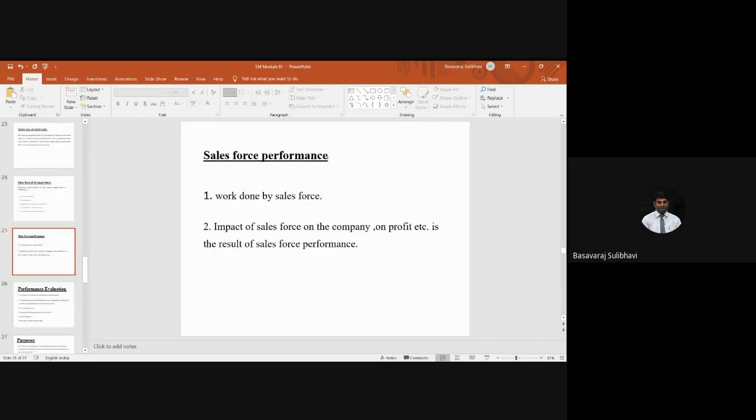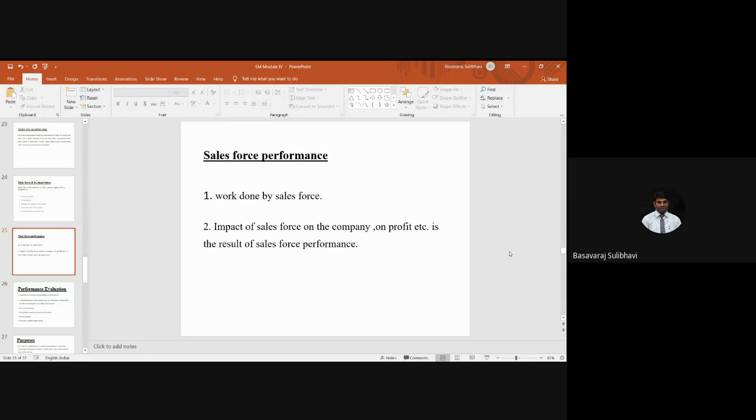When we say what is a Salesforce performance, this is the total work done by the Salesforce in the department. Then we have the impact of Salesforce on the company. Sometimes the image of the company is developed by the Salesforce people. Or if you want good profit for the organization, these people are very much responsible for selling the products and bringing more amount of inflow to the organization.